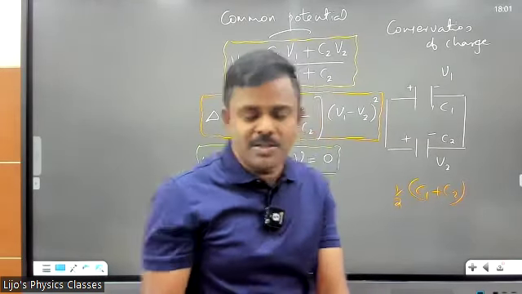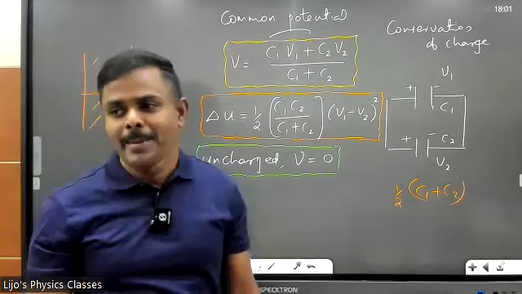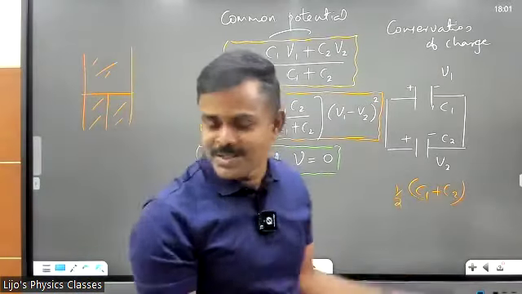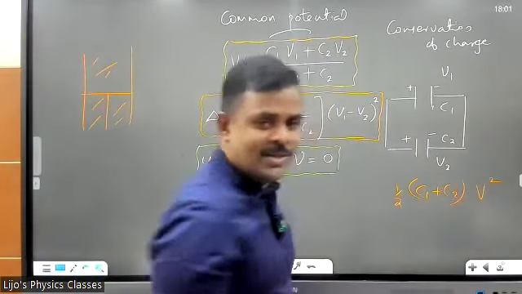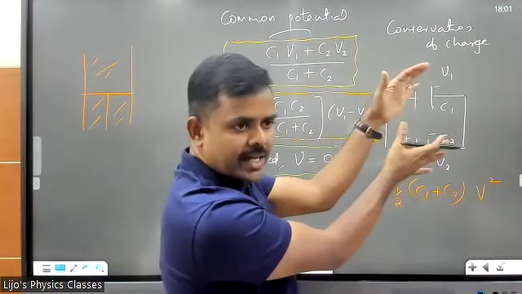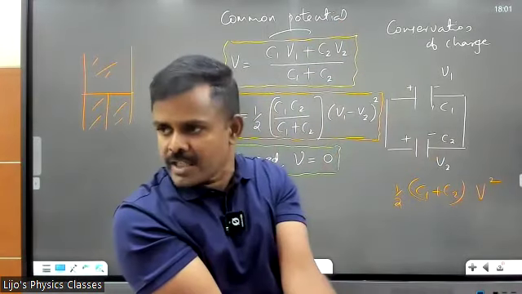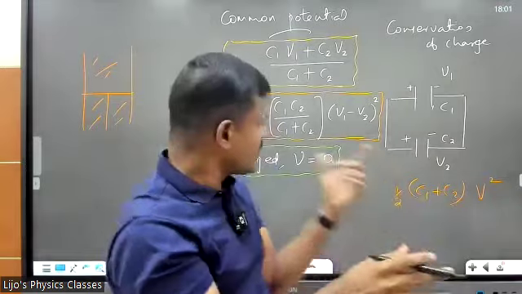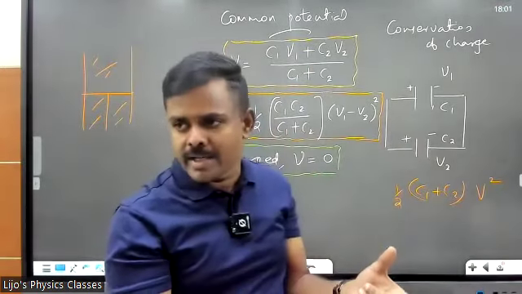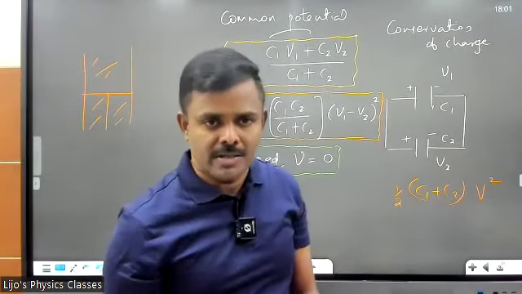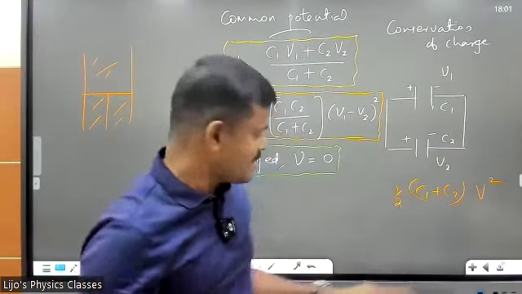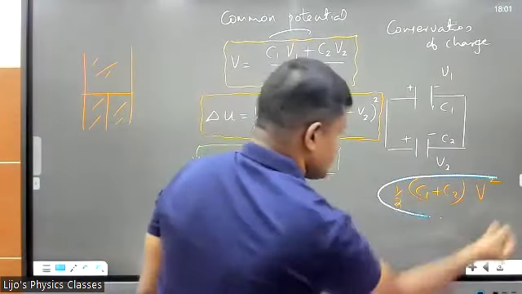We even did many questions like this. Do you remember this question? Half into C1 plus C2 into V square. So you find the total energy before sharing, and the total energy after sharing. Take the difference. You will get this equation, which is a very complicated derivation that you are not supposed to learn. In case your teacher asks, do not learn it. So just know this equation.